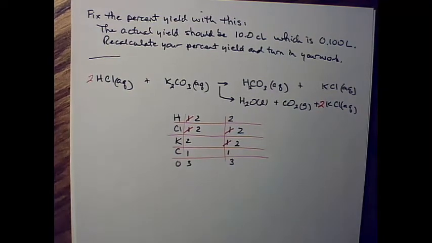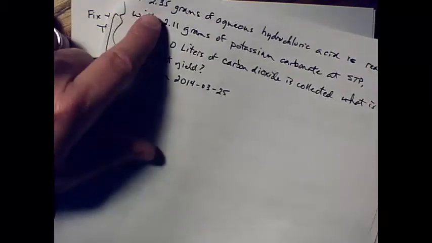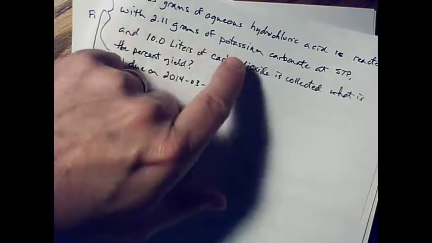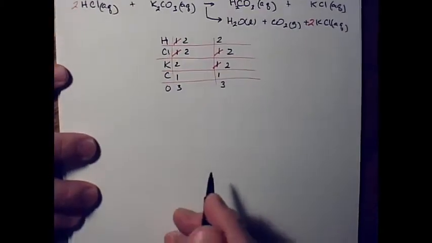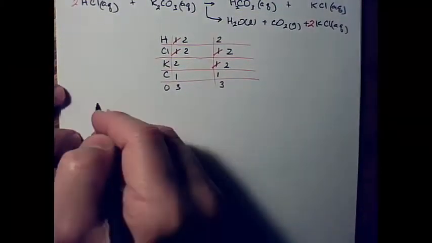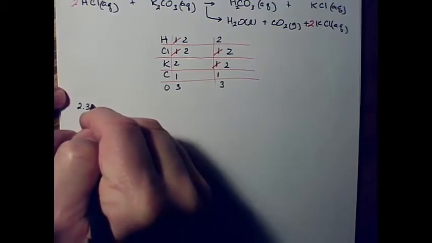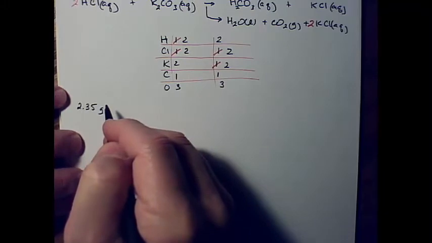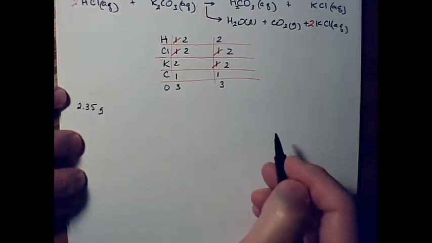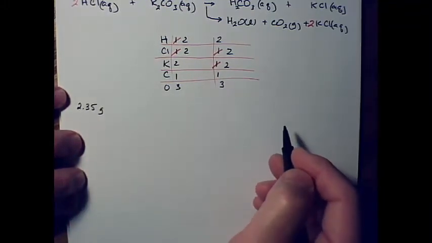So we're ready to start our stoichiometry now. First, we've got to find our limiting reactant. So we're going to calculate from one of the 2 reactants to the other. We're given a mass of 2.35 grams of hydrochloric acid and 2.11 grams of potassium carbonate. So it doesn't matter which one of those 2 you start with. I'm just going to start with the first one listed, 2.35. Regardless of which one of these 2 you start with, you're going to get the same, not the same answer numerically, but you're going to be able to reach the same conclusion about what your limiting reactant is.